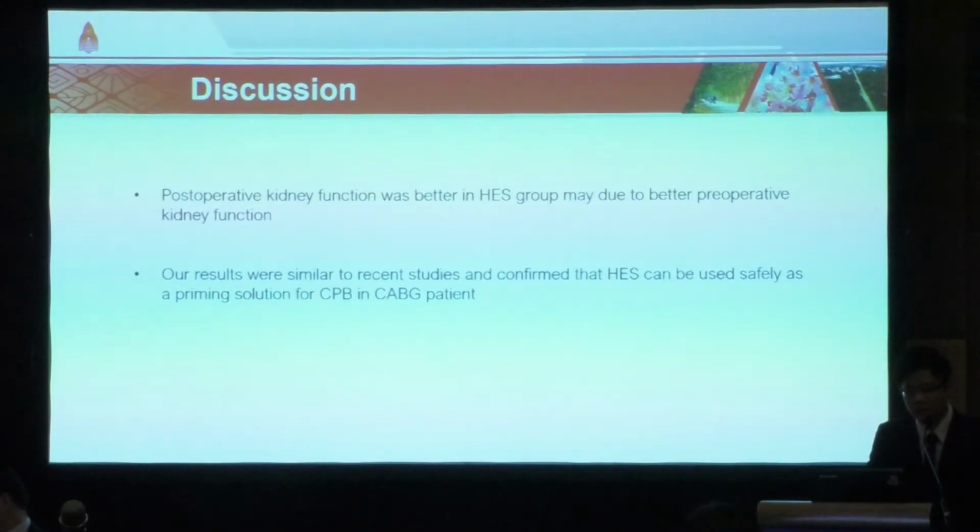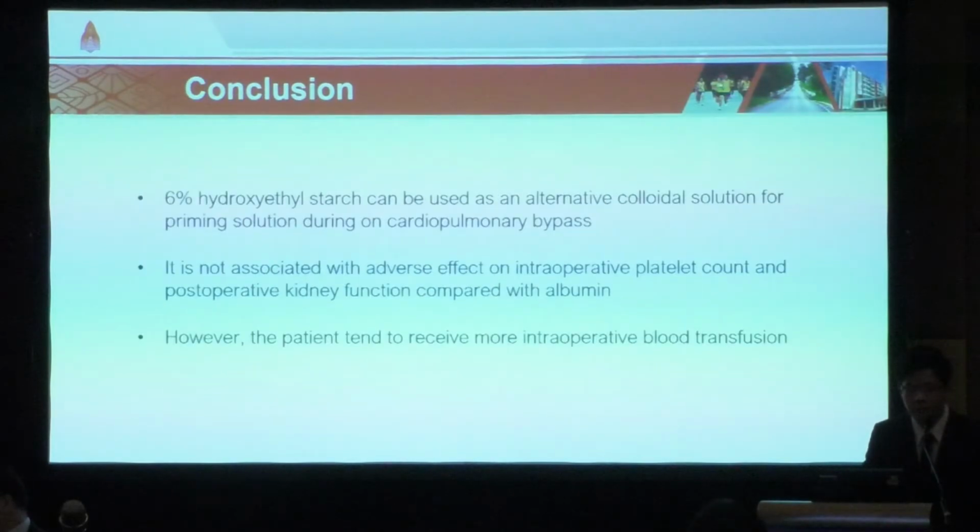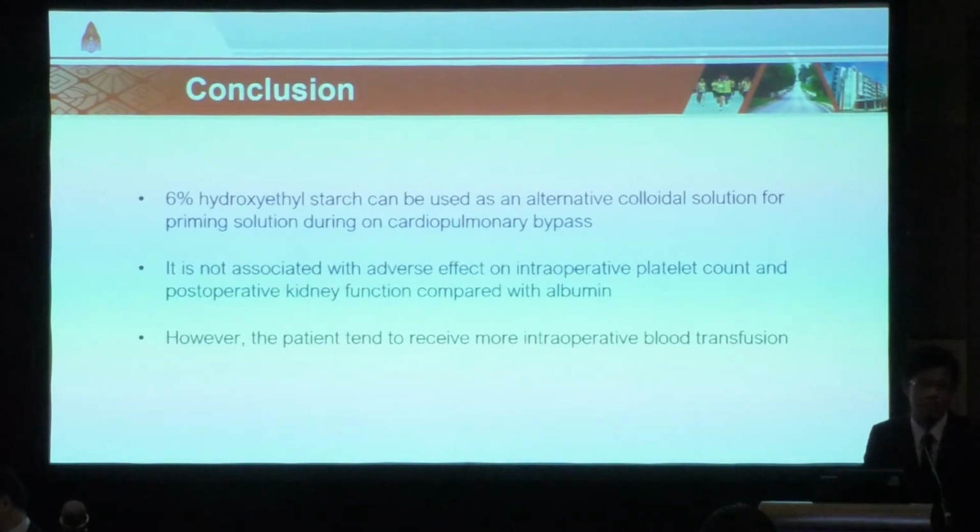CABG and CVT patients. Conclusion: 6% hydroxyethyl starch can be used as an alternative colloid solution for priming solution during CPB. It isn't associated with adverse effects on intraoperative platelet count and postoperative kidney function compared with albumin. However, the patients tended to receive more intraoperative blood transfusion in the hydroxyethyl group.